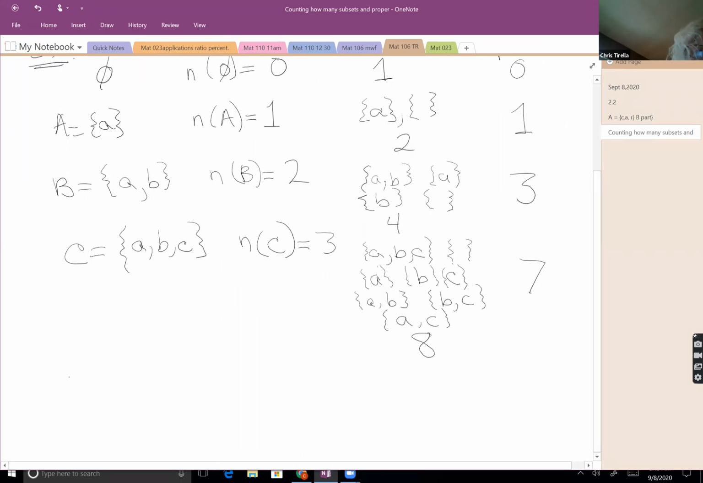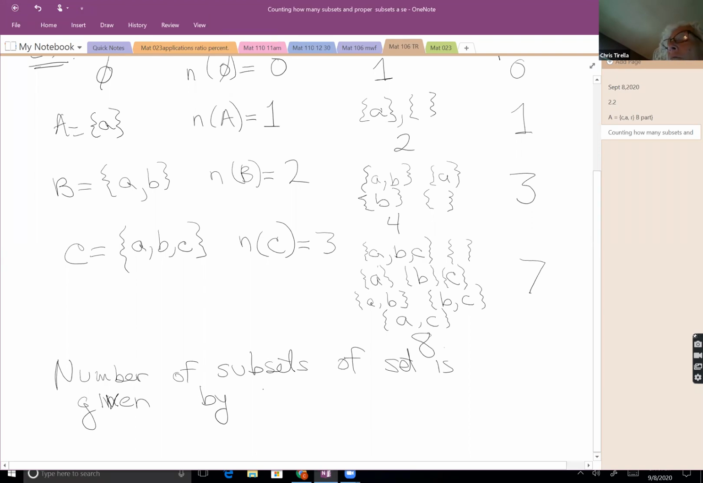And so that gives me a formula for the number of subsets of a set. Now, it doubled, so does it make sense that this formula has to involve the number 2? Yes. And what happens is this formula is 2 to a power, 2 to the n, where n is the cardinality of the set.